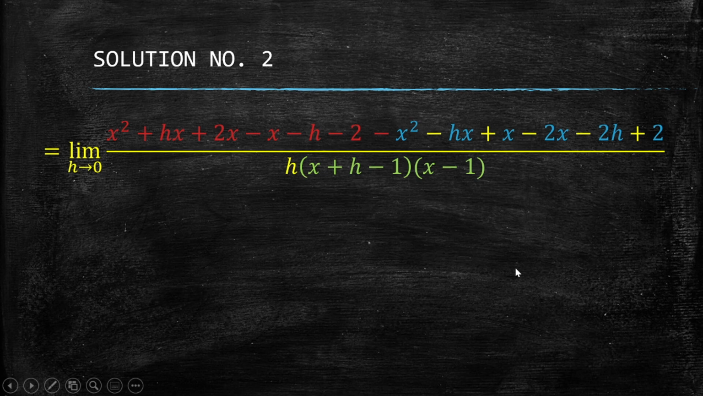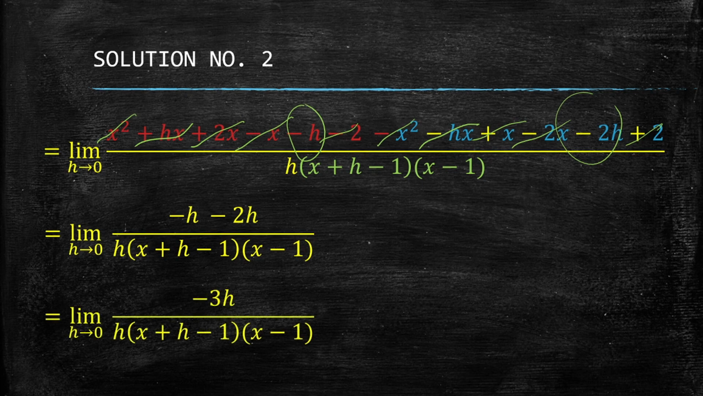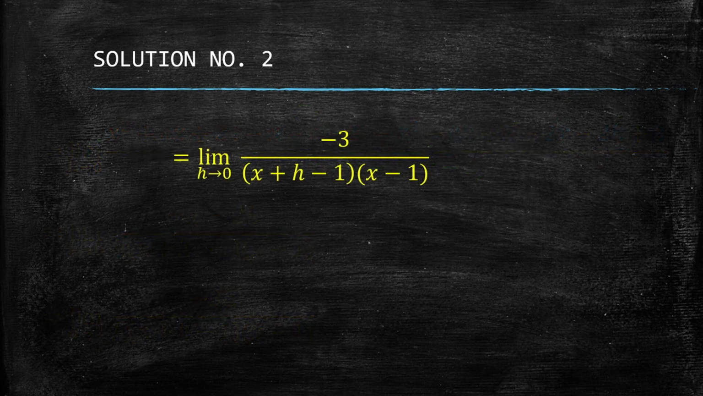Okay, then we simplify. We can cancel out x squared because we have x squared minus x squared. We can also cancel out 2x. We can cancel out 2. Okay, what else? We can cancel out x, and what remains is h. We can also cancel out hx. We have negative h, and then we have negative 2h. And then we can combine. We have negative 3h, but we can cancel out h. This will give us negative 3 all over the LCD.